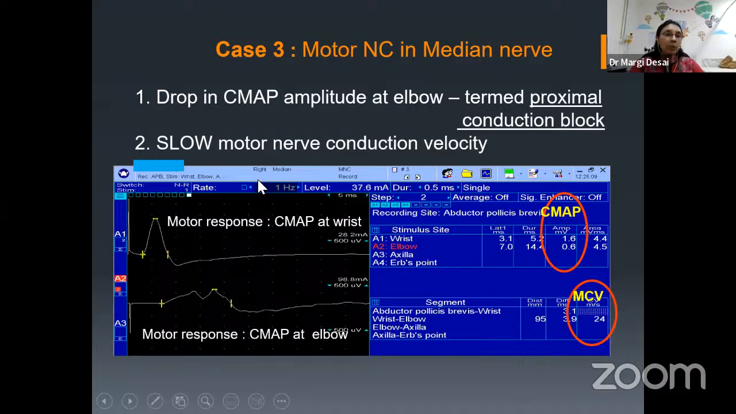Now if we look at the motor conduction in median nerve, the motor response at wrist was small, as you can see here. So this is the response at wrist. And look at the response at elbow. Not only is it smaller, but it is wider. So this is known as conduction block with temporal dispersion. And there is slowing of the motor conduction velocity. So these two parameters, conduction block and slowing, are features of acquired demyelinating neuropathy. And what is GBS? It is an acquired demyelinating neuropathy.